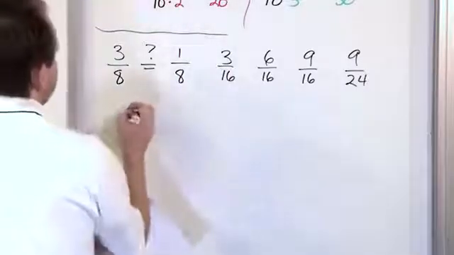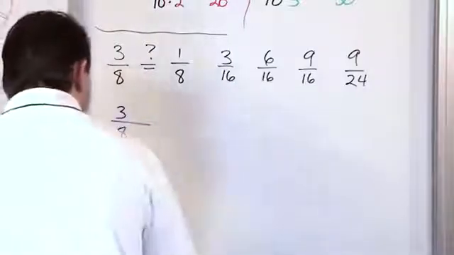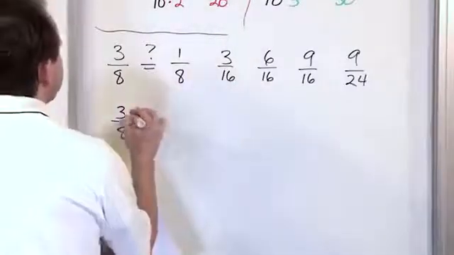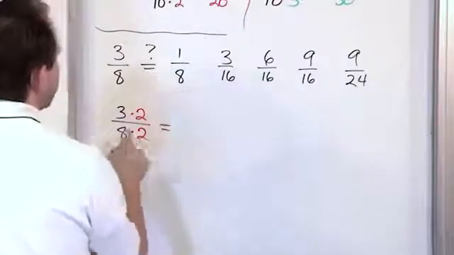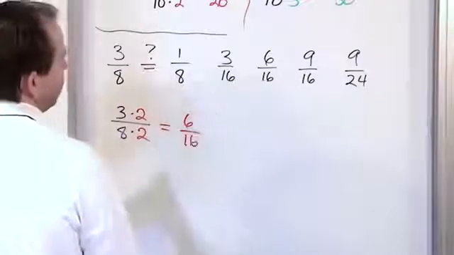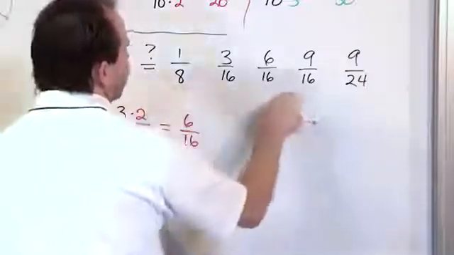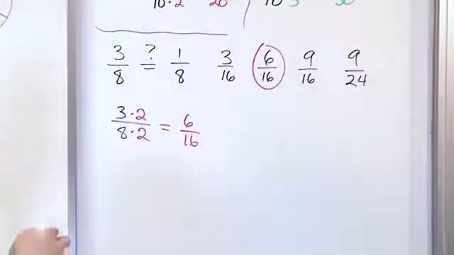Let's say we have 3/8. Let's just start by trying to multiply by 2 to see if we can change this fraction. So we multiply by 2 on the top, so then we have to also do it on the bottom. That's the rule. 3 times 2 is 6. 8 times 2 is 16. So I look and see, do I have a 6/16? I have it right there. So these two fractions are the same, even though they look different.